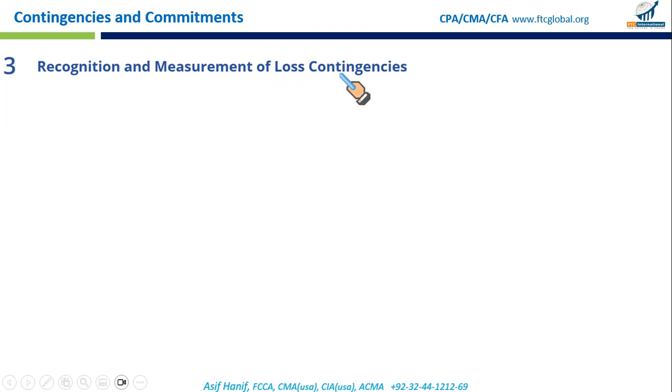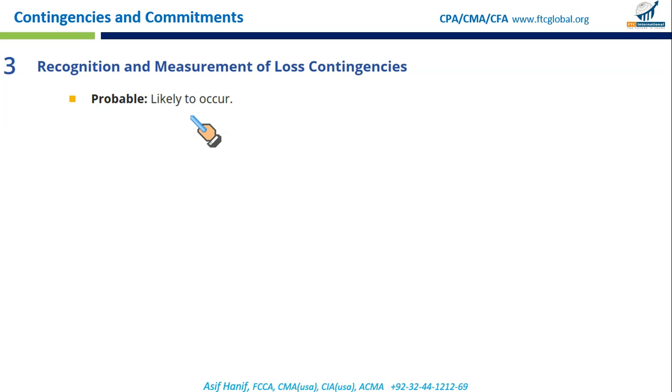Recognition and measurement of loss contingencies. As we have discussed, loss contingencies are possible future losses depending on uncertain events, and let's see how they are treated. What if an event is probable, likely to occur? This means the loss is very likely to happen. So in this case, we record the loss in the financial statements if we can reasonably estimate the amount.